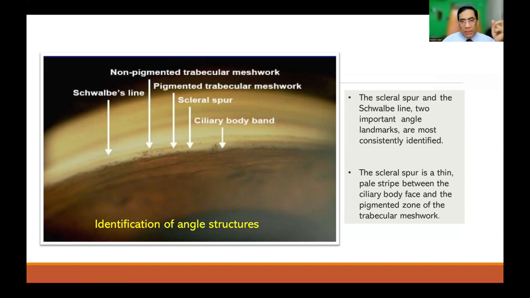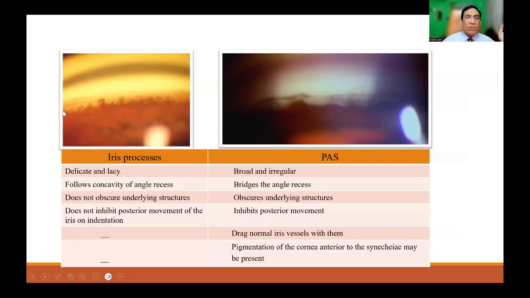Always keep in mind what you want to see. If you cannot see the ciliary body band or the scleral spur, and you can see only Schwalbe's line, that means the grade is 1. The patient's angle is very narrow. And sometimes you can see in the angle delicate lacy fibers of the iris. These are actually iris processes. These are physiological changes, and we find them in many normal people.